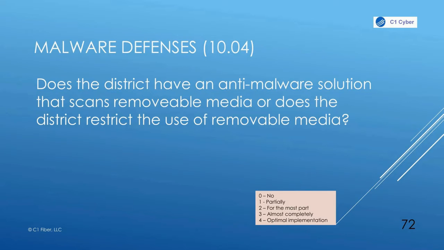Does the district have an anti-malware solution that scans removable media, or does the district restrict the use of removable media? Score 0 if your organization does not address malware on removable media. Score 1 if your organization partially addresses malware on removable media. Score 2 if your organization addresses malware on removable media for the most part. 3 if your organization addresses malware on removable media almost completely. Or 4 if your organization has an optimal implementation for addressing malware on removable media. Pause the video now in order to consider and record your answer before continuing.